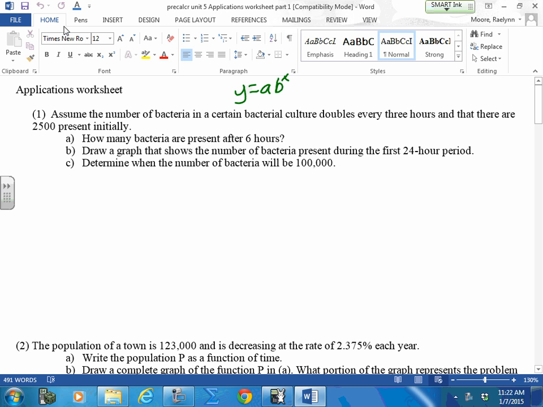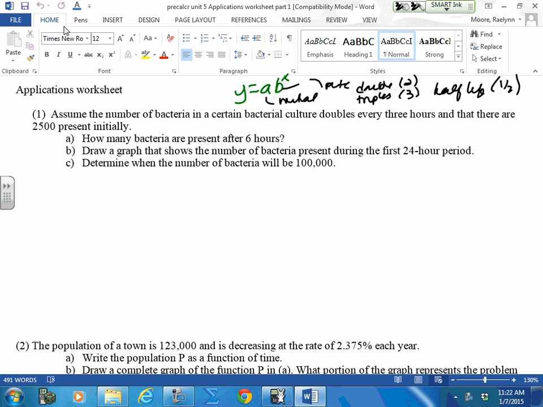Start like that. A is your initial value. This is initial, what you start with. B is your rate. And again, we said when it doubles, your rate is 2. Triples, your rate is 3. Half-life, your rate is 1/2. There's your decline. Now, sometimes in some of the problems it said like your population decreased 2% a year.